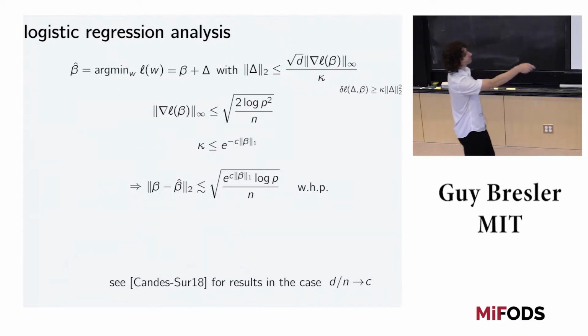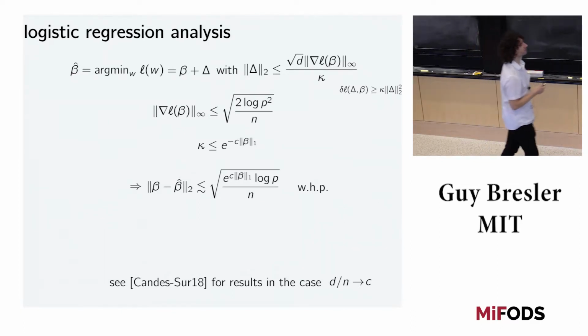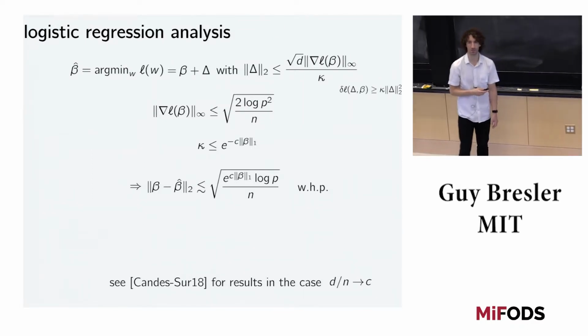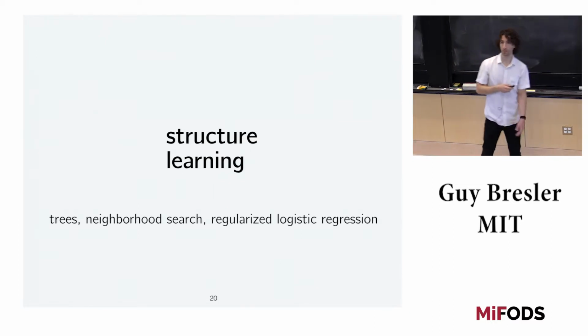Okay, so this is going to conclude the parameter estimation part. We have a guarantee. It's quite reasonable. One can actually get lower bounds that essentially match this. So this is sort of the right answer. And we can move on to structure learning.